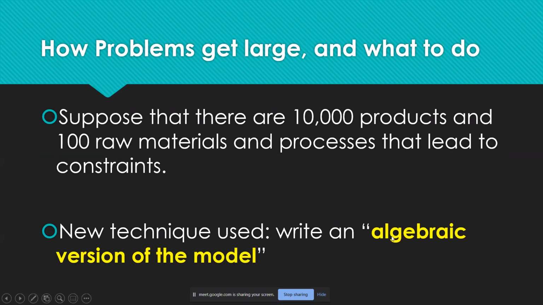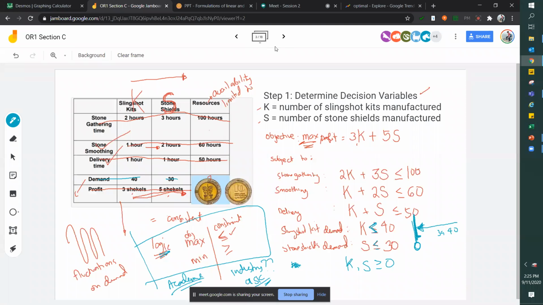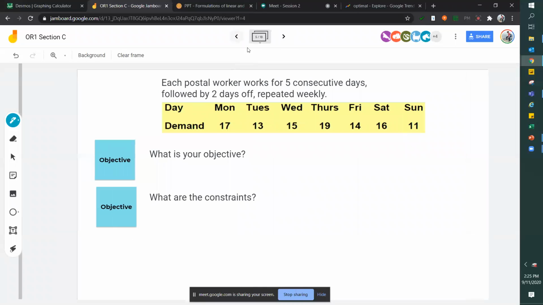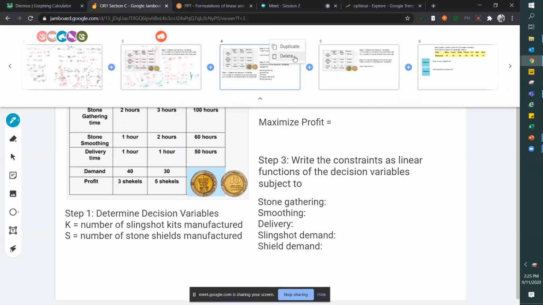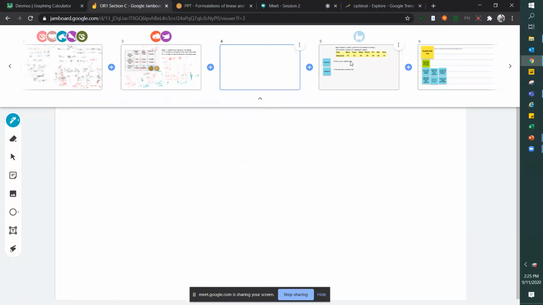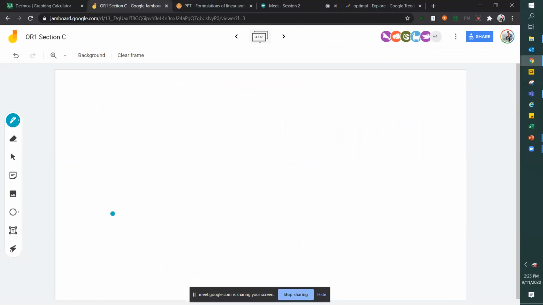So, pwede natin siyang ilagay in an algebraic version or similar to this one. Ayan, px, and then, ganun din yung constraints. Okay, maybe let's have a sample here. Okay, i-delete ko lang siya. Okay, let's have a sample. Halimbawa guys, may apat na products para madali.